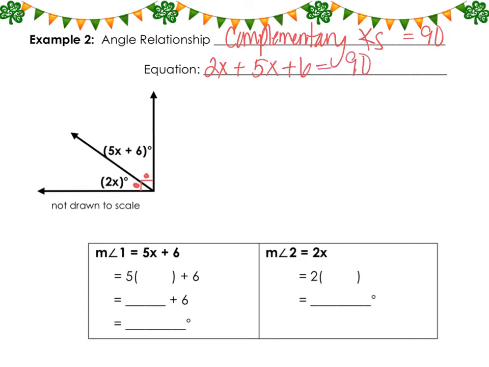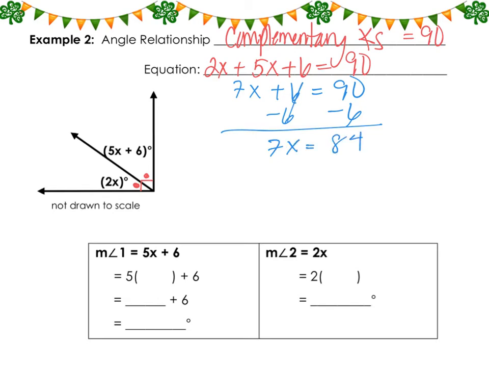We want to combine like terms, so 2x and 5x gives me 7x plus 6 is equal to 90. Next up, we're going to subtract 6 from both sides, and I get 7x is equal to 84. Divide by 7, divide by 7. Okay, so then you have x is equal to 12.